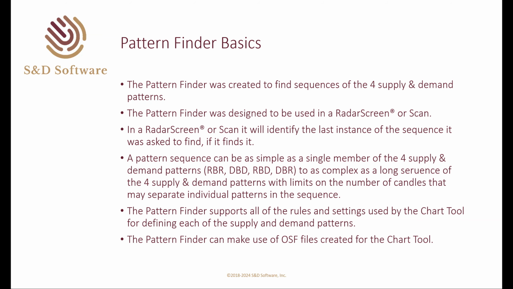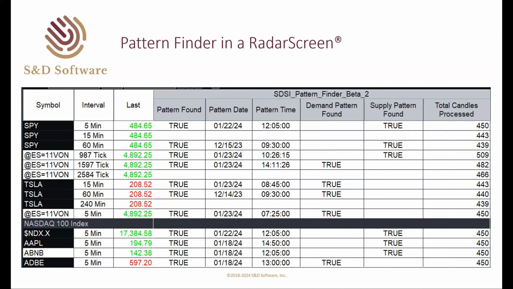So let's go see what this actually looks like. Okay. So here we have a radar screen, and it has the pattern finder in it. And we have a bunch of symbols on different intervals. And we can see that the pattern finder has multiple outputs. Now, not all of these outputs are intended for use in a radar screen.